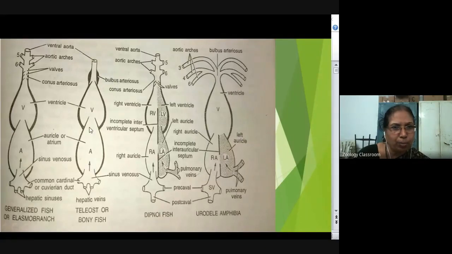All structures are similar, and these collect venous blood. So in this heart, there is a single chamber: sinus venosus, auricle, ventricle, and conus arteriosus to the ventral aorta. The blood passes through the sinus venosus, auricle, ventricle, and conus arteriosus. So it is single circulation, and since this heart collects venous blood, it is called a venous heart.